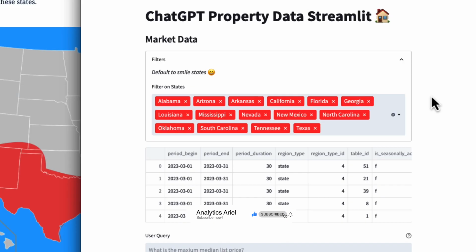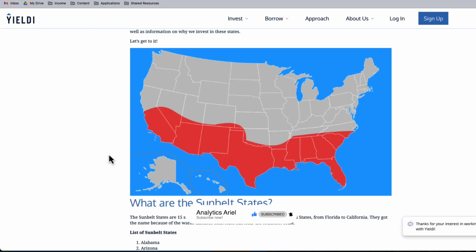In addition, for the data set, I'm filtering specifically on smile states. Smile states are also known as Sunbelt states. There are 15 states stretching across from Florida to California. They got the name because of the warm climates each state has near the southern coast. They've also had some of the largest migration trends in the history of the United States of people coming from northern states to these southern states for a variety of reasons, including lower costs, like lower or no income taxes, political reasons, and generally just great weather.